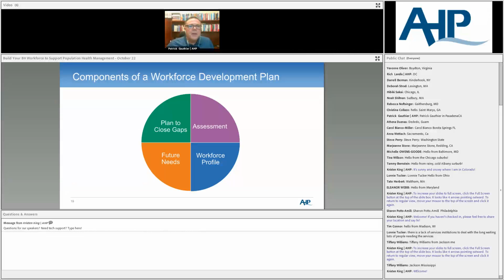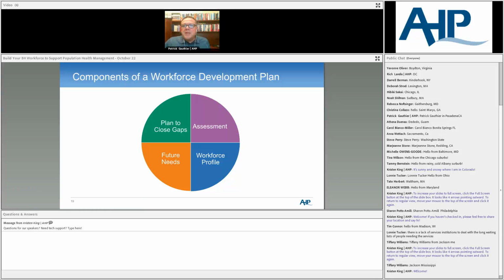All right, let's get into the components of a solid workforce development plan and get to know this a little bit better. Certainly this is a plan that is much more robust than a to-do list or simply a checklist of things to do.